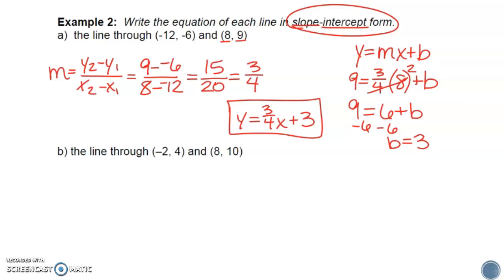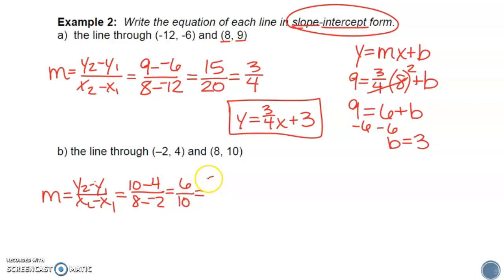But in part b, it wants the line through the points -2, 4, and 8, 10. So I'm going to go ahead and calculate my slope using the slope formula. So I have 10 minus 4 over 8 minus -2. So that's 6 over 10, and that simplifies to 3/5. So 3/5 is my slope that I'm going to be using.